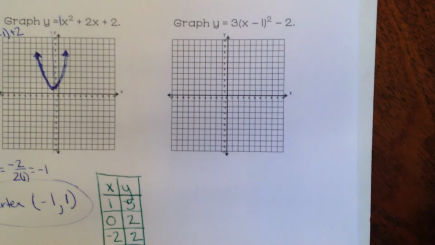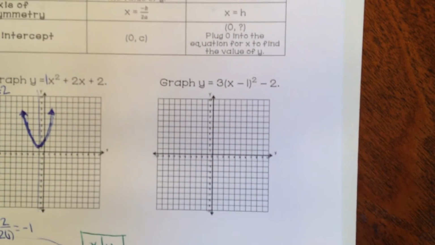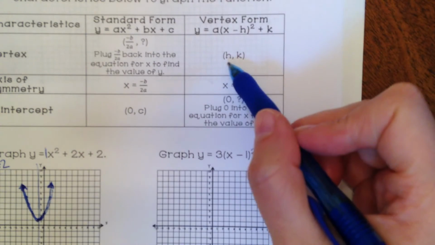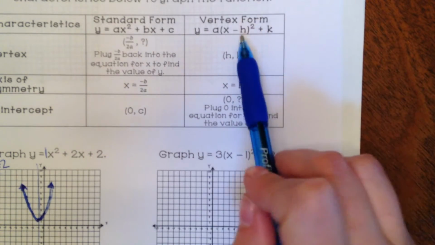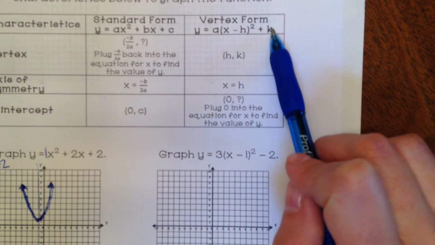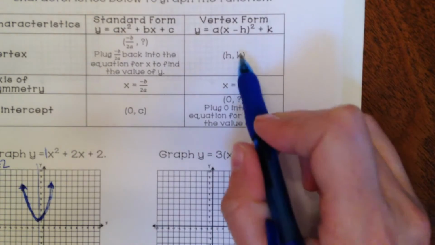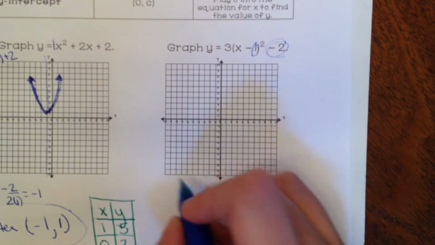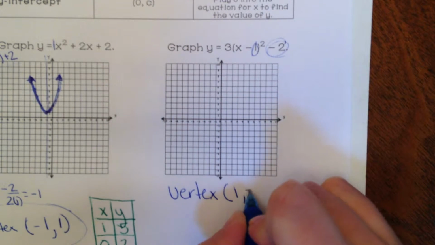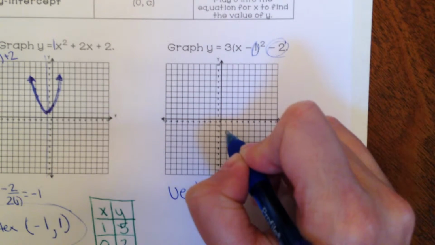Okay. So now we have y equals 3 times x minus 1 squared minus 2. And if we go up to our chart for the characteristics, you can see we can identify the vertex very easily. So the h value here, which is 1, is our x value. The k value here, which is -2 since it's minus, is our y value. So the vertex is very easy to find in this form. So x is 1, y is -2. I'm going to graph that.